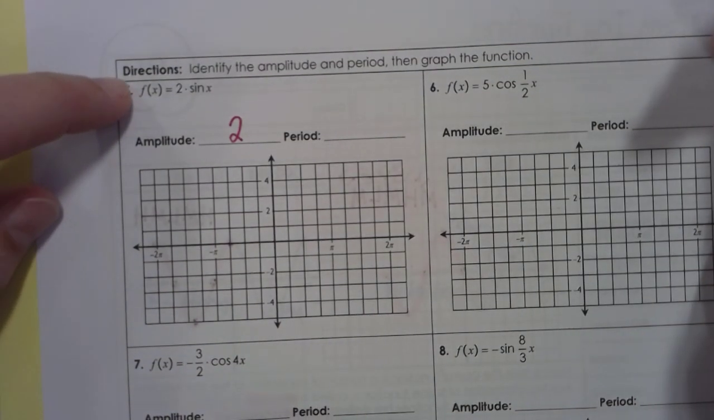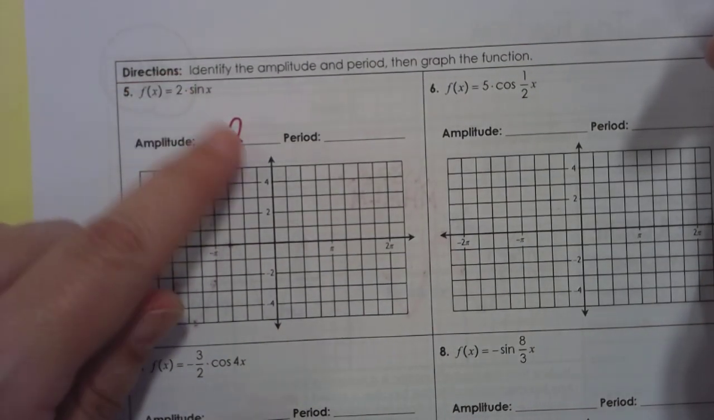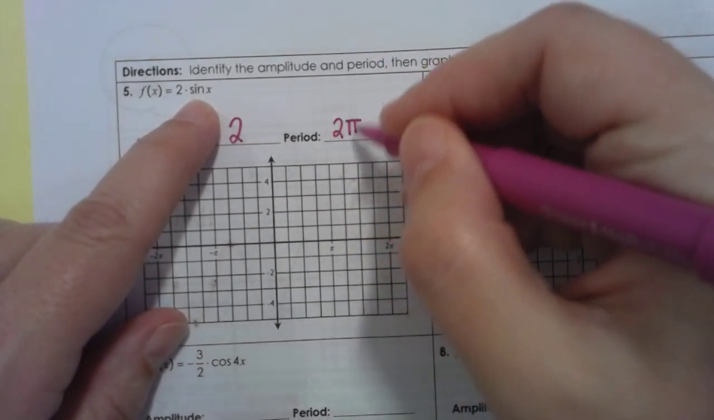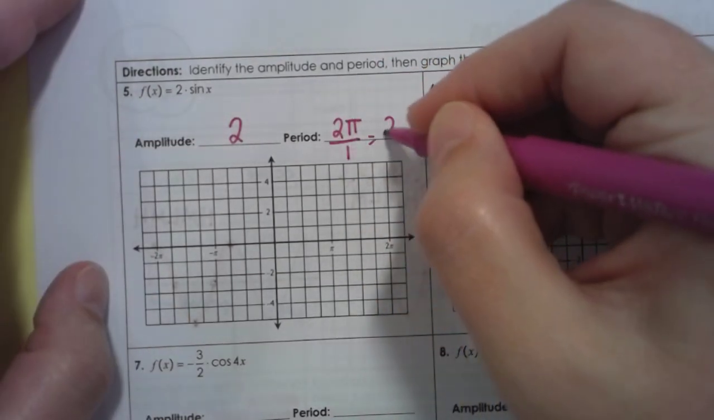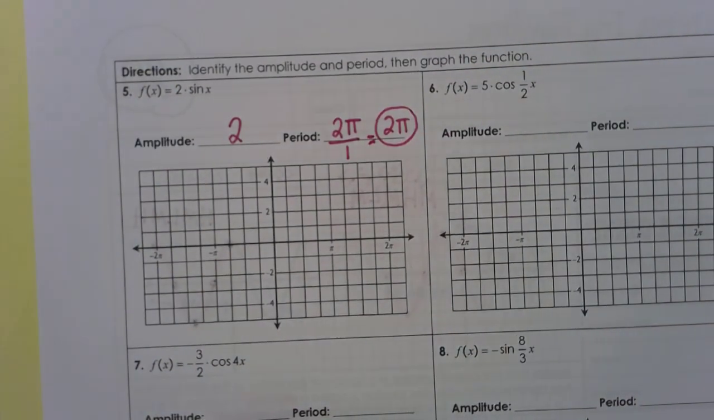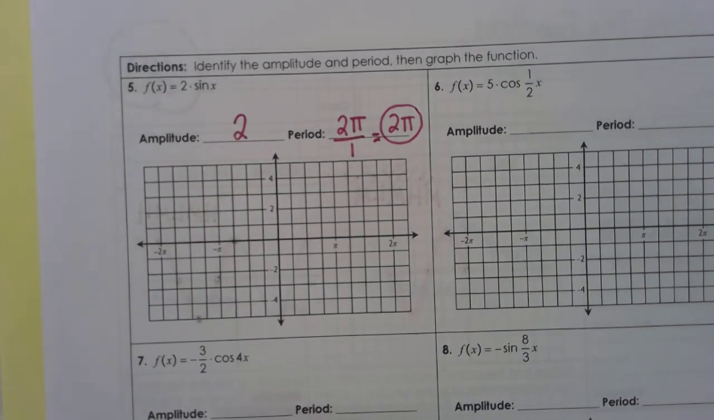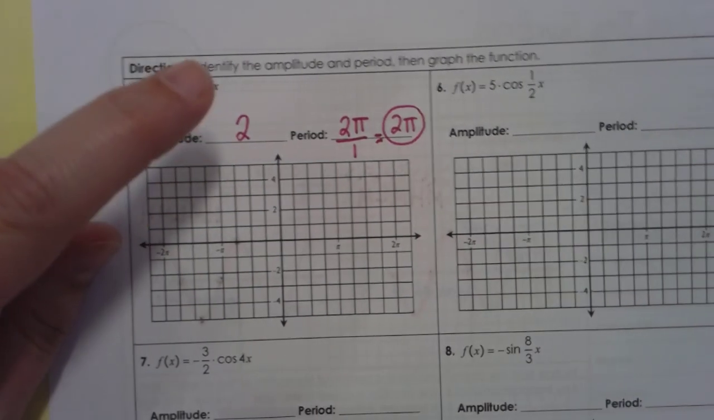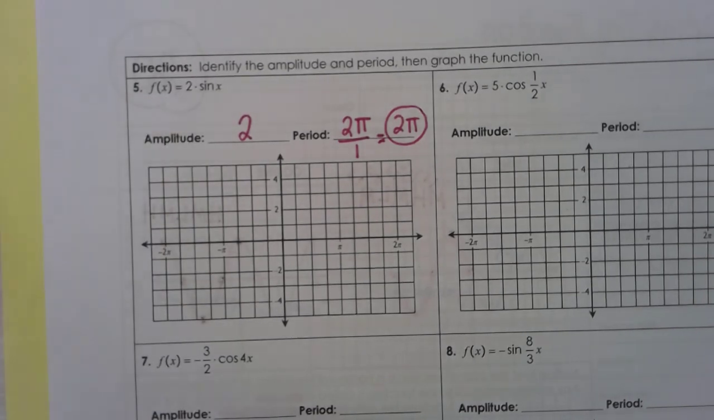And do we have a number in front of the x that's going to change our period? Nope, so it's just going to be 2 pi divided by 1, which is just 2 pi. Okay, so again, this 2 tells us how high our graph is going to go. So the highest point on our graph is going to be a positive 2. The lowest point on our graph is going to be at a negative 2.